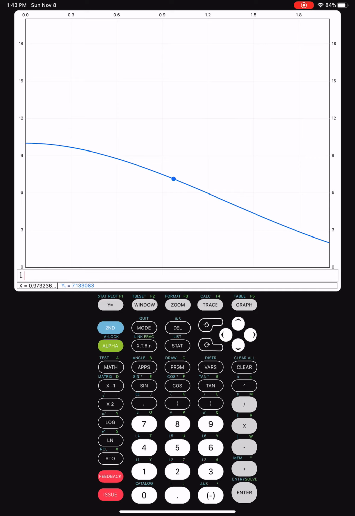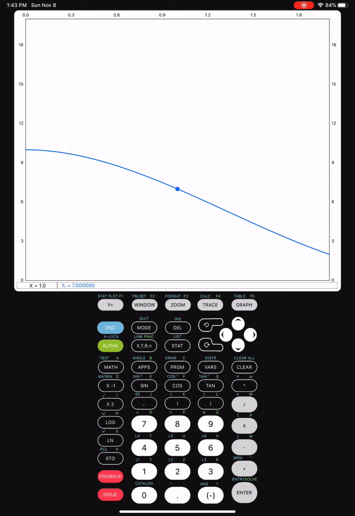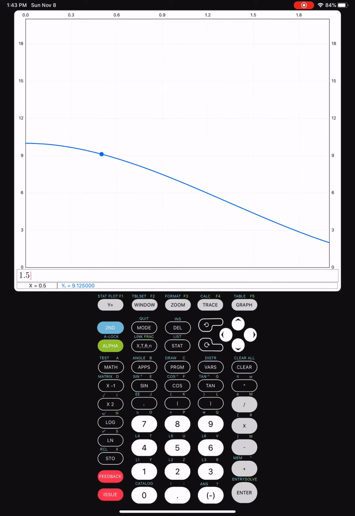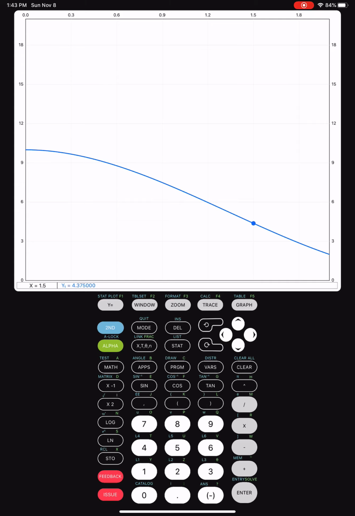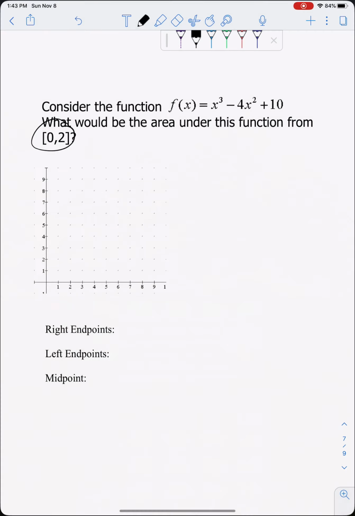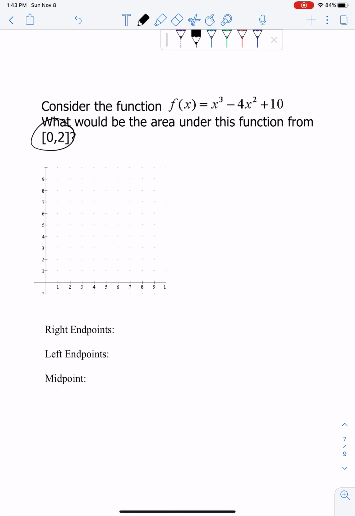So I guess I can just hit enter. When x equals 1, y equals 7. When x equals 0.5, y equals 9.125. When x equals 1.5, my y is 4.375. They're not nice numbers. But going back to my situation here, I'm going from 0 to 2, and we're going to use n equals 4 again.